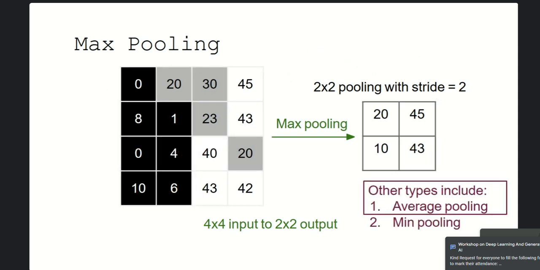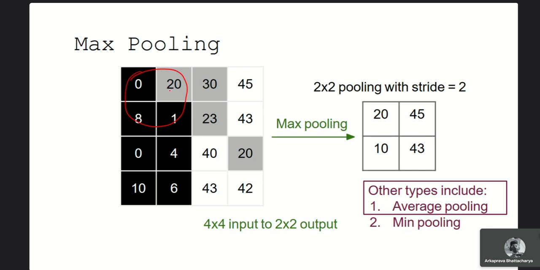So there are other types of pooling as well. Average pooling will find the average of 0, 28, and 1. Min pooling will find the minimum of this, so it will give 0. Max pooling is the most commonly used pooling operation because it helps us to extract the most salient information from the feature map.